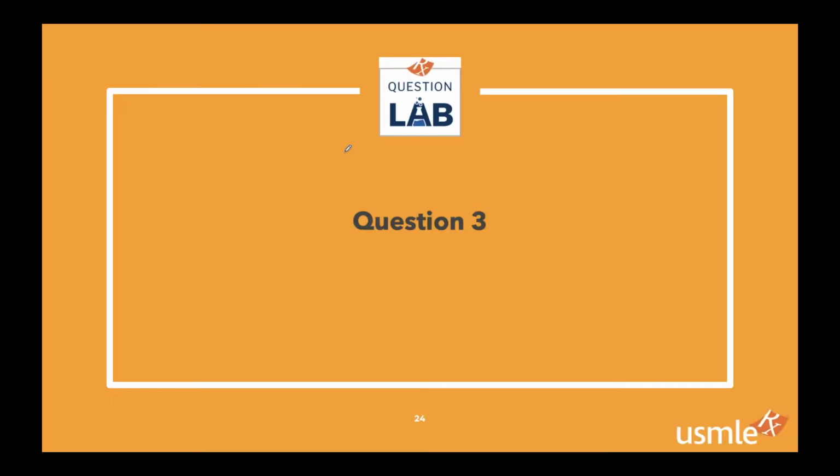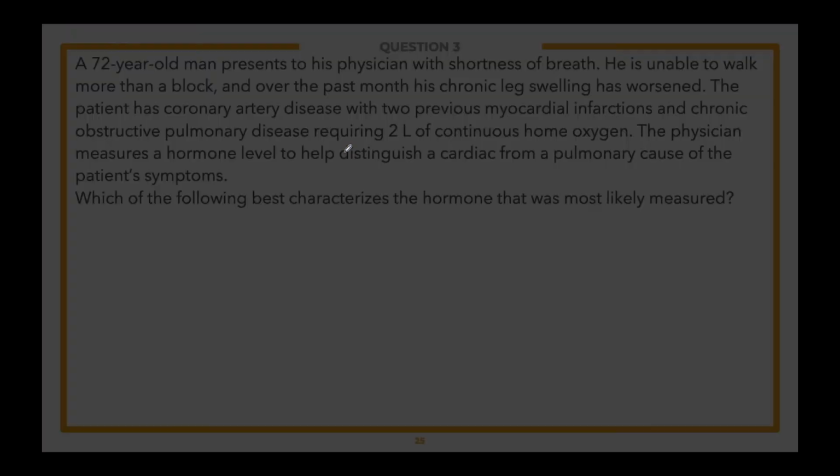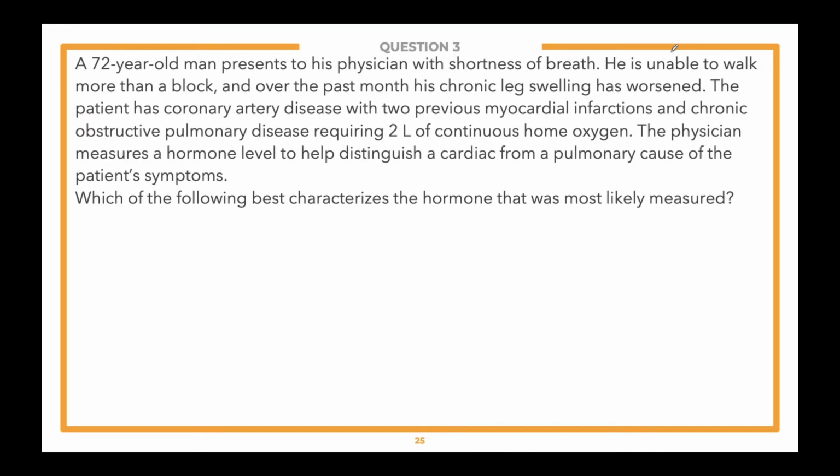With that, let's go ahead and get into our third question of the evening. Once again, the answer choices are covered up. That is by design. And we'll begin with the lead-in. Which of the following best characterizes the hormone that was most likely measured? I'll give all of you a few seconds here to respond in the question box and let us know how many steps you believe this question will require.